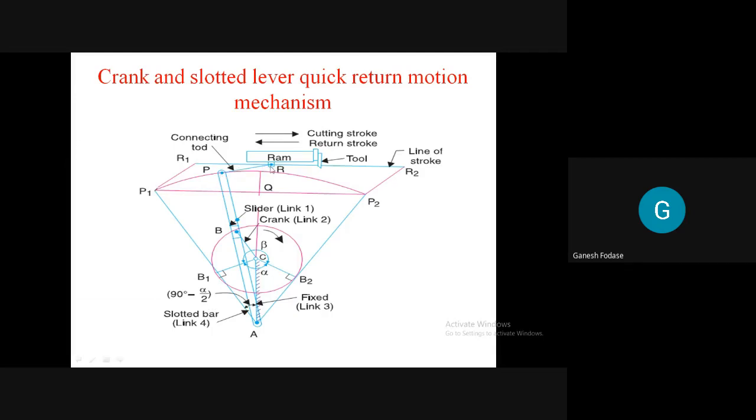And at the end of that PR link, we attach one ram, or you can say a tool. Again, this is used in a shaper machine, used for cutting stroke. Now there are 3 positions shown for this mechanism. I told you the basic mechanism is clear to you. It consists of 4 links. In addition to this, we attach a connecting rod, that is link number 5, and one tool at the end of the connecting rod, just for use.